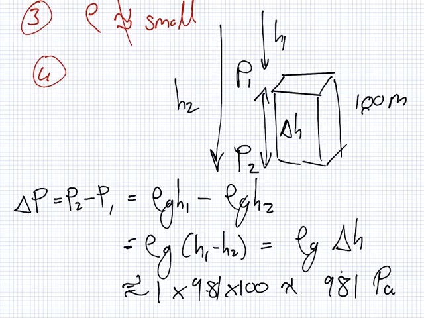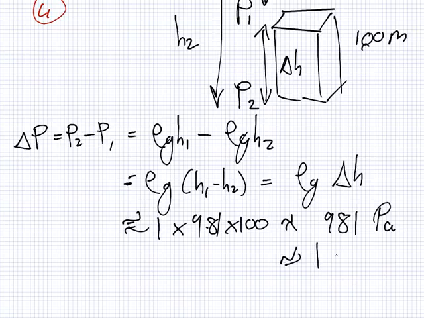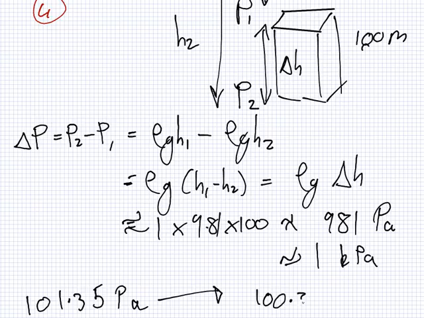So if you had a barometer that measures the pressure of the air, a digital barometer perhaps, and you stand at the ground level and look at the pressure, and then go up 100 meters and look at the pressure now, it will be different by 981 pascals, which is nearly 1 kilopascal. So on the ground level, you'll have 101.35 kilopascals, and when you travel up to the top level, it will only be 100.35 kilopascals. That is easily measured by a barometer.